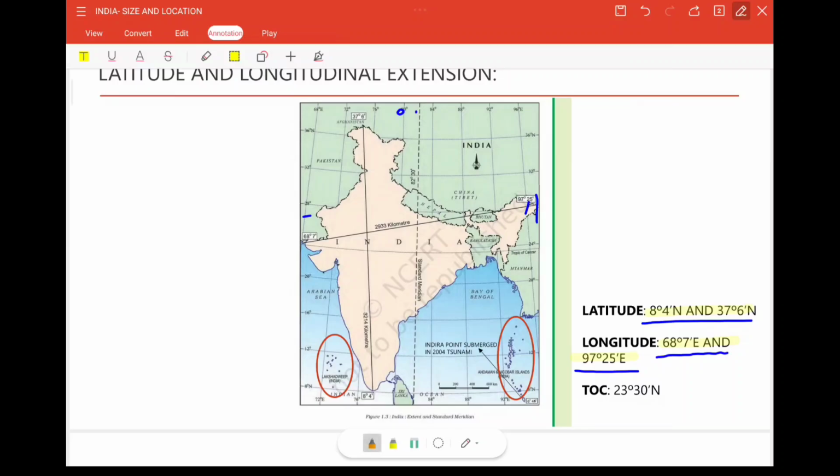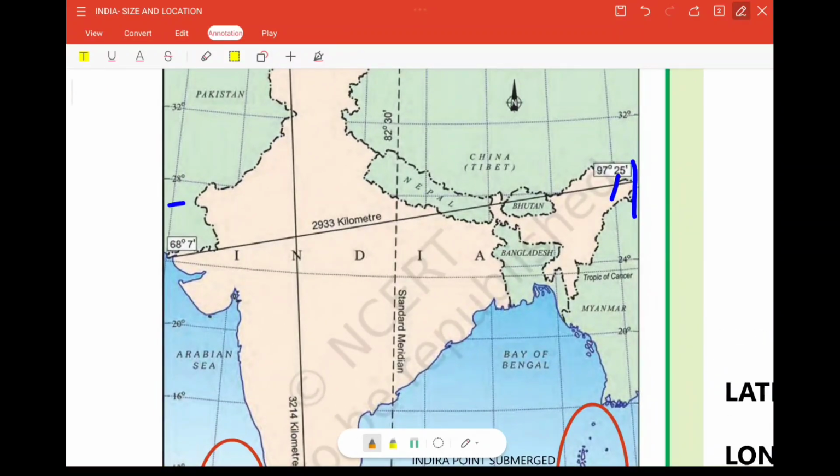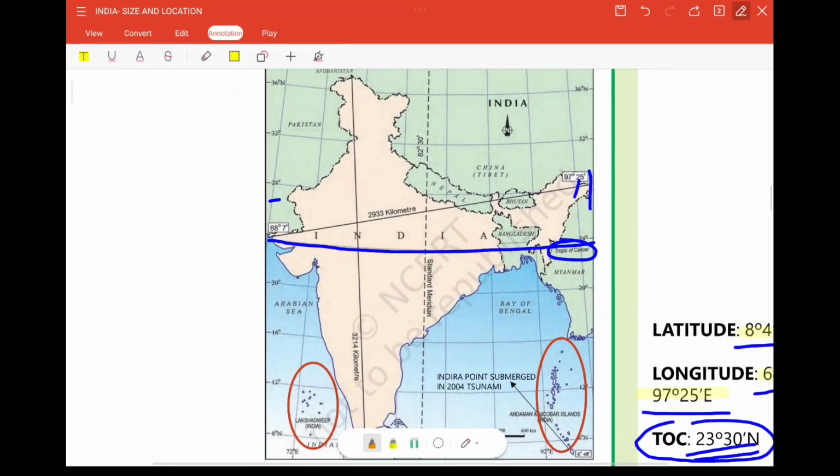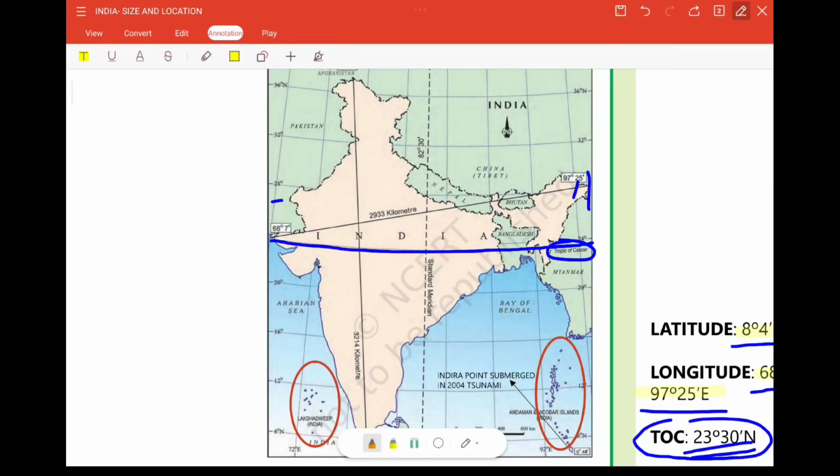Now there is a fact that the Tropic of Cancer, which is also a very important latitude, passes through India at 23 degree 30 minutes north. You can see this imaginary line, the Tropic of Cancer, which is passing through India and dividing India nearly into two equal parts.